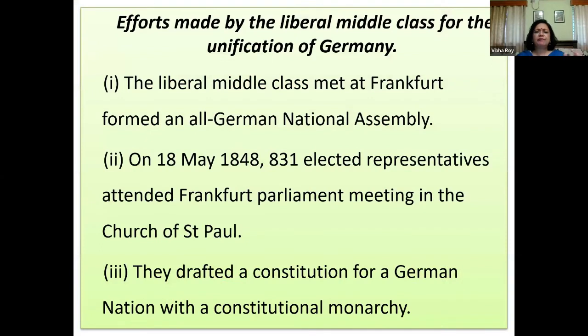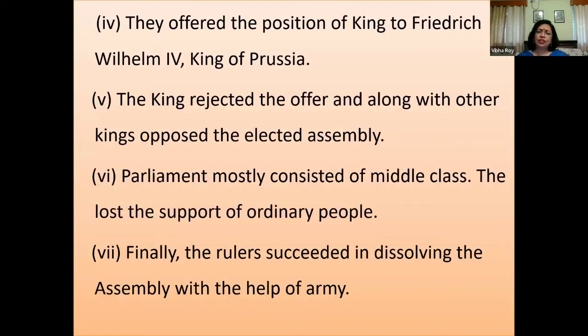Now, the efforts made by the liberal middle class for the unification of Germany. So what were the efforts? The liberal middle class met at Frankfurt and formed the All-German National Assembly. On 18th May 1848, 831 elected representatives attended the Frankfurt Parliament meeting in the Church of St. Paul, and they drafted a constitution for a German nation with a constitutional monarchy.